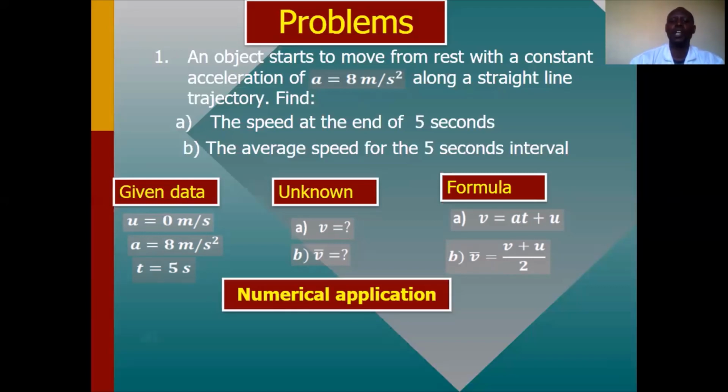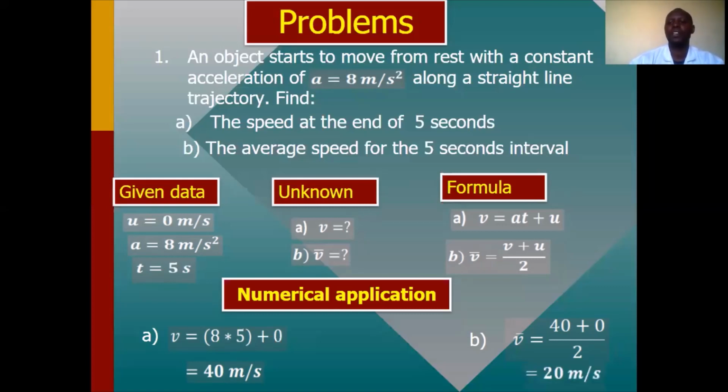The numerical application: the speed is equal to 8 meters per second squared times 5 seconds plus 0, which is equivalent to 40 meters per second. For the average speed, we have 40 meters per second plus 0 meters per second, divided by 2, which is equivalent to 20 meters per second. You see that it is simple. You just have to do more practice to be familiar with these problems of physics.